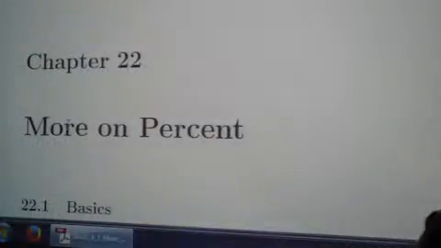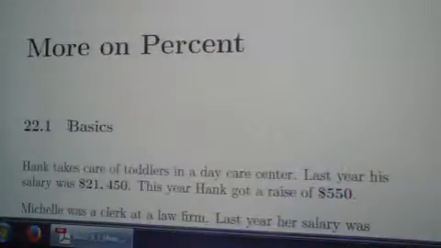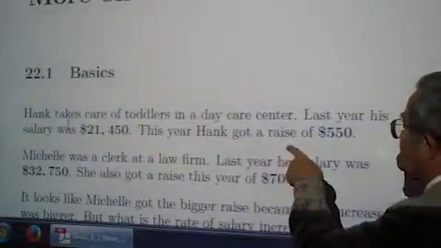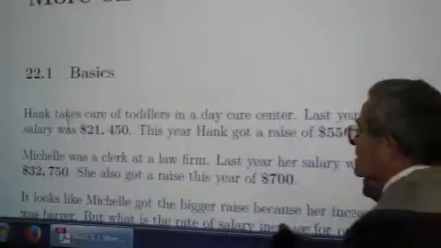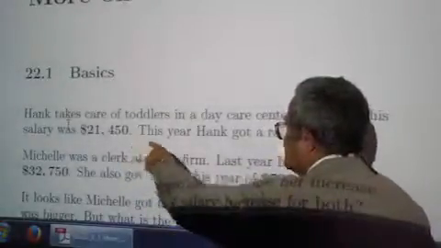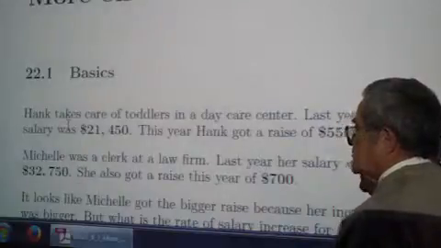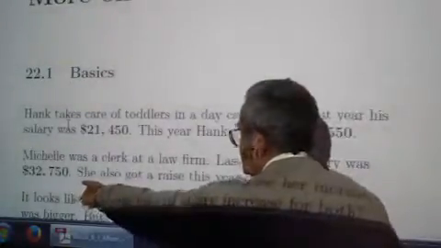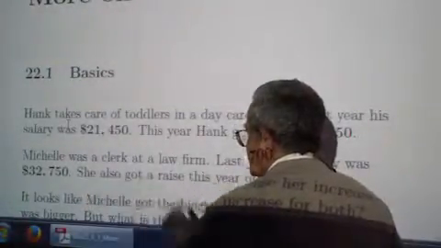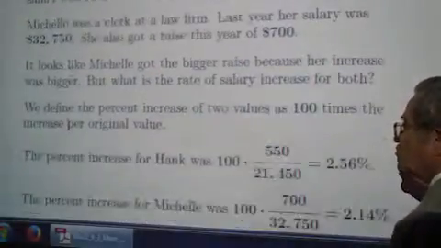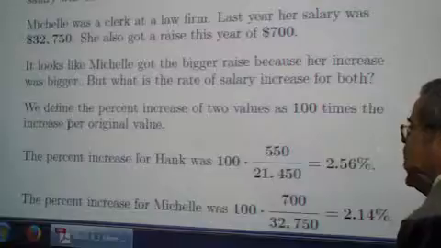Chapter 22, more on percent. First the basics. Hank takes care of toddlers in a daycare center. He was paid $21,450 a year and he got a $550 raise. Michelle was working for $32,750 a year and she got a raise for $700. Who got the higher percentage?